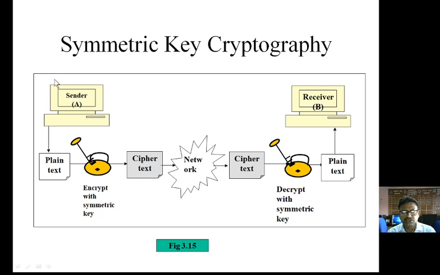So this is the illustration of symmetric cryptography where the sender has some plain text. It encrypts the plain text with the help of the symmetric key to get the ciphertext, and this ciphertext is sent on the network. Through the network, the ciphertext is received by the receiver. It decrypts with the symmetric key to get the plain text.